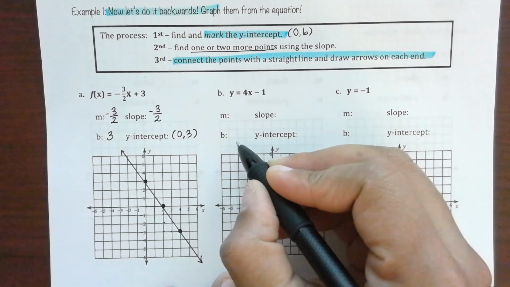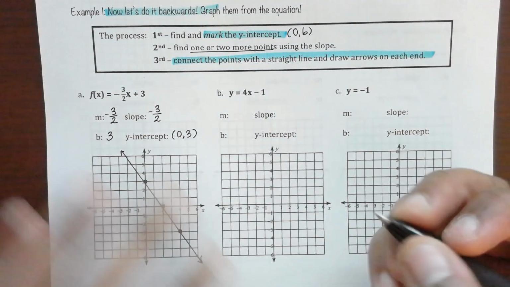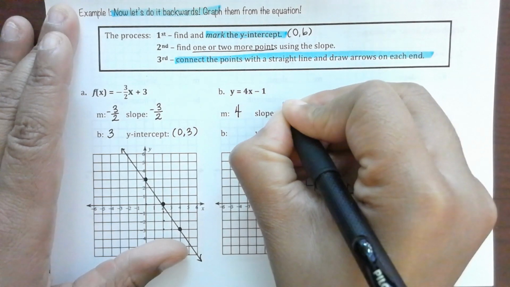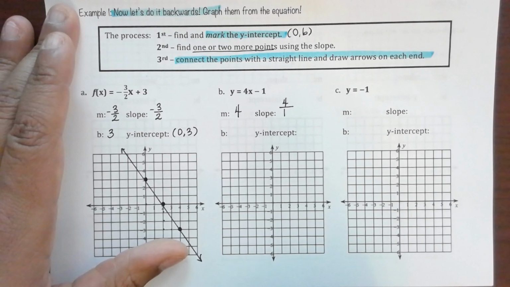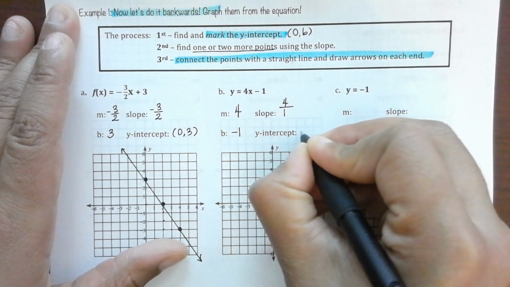Any questions? y = 4x - 1, is that in slope-intercept form? Yes. So what's m? So what's my slope? Over. Because you're going to need to be able to graph it. What's b? So what's my y-intercept?